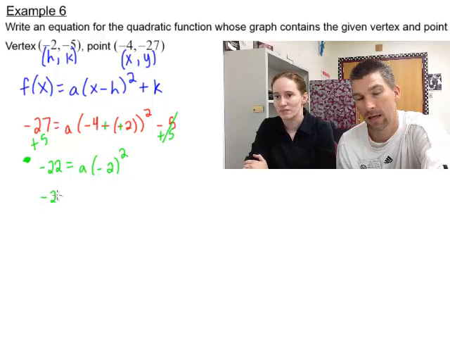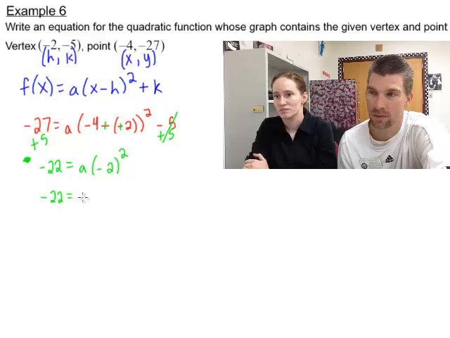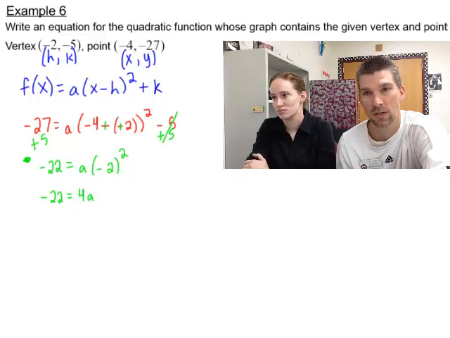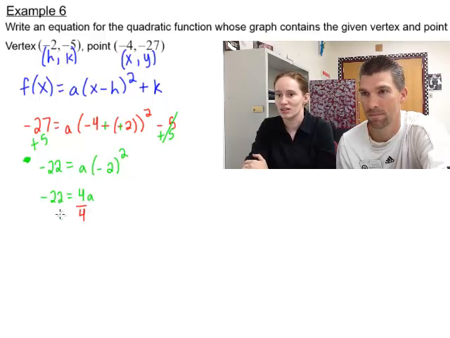Squaring's important. And when you punch it into your calculator, because somebody's going to do this, negative 2 squared is not negative 4. It's positive 4. You have to put it in parentheses and square it.